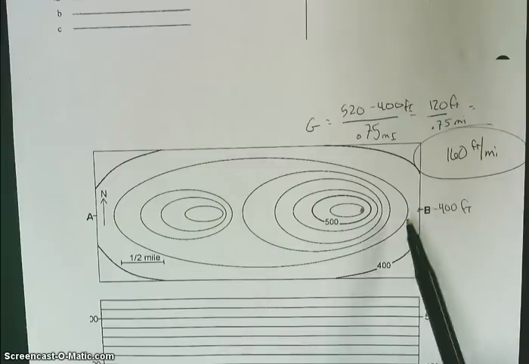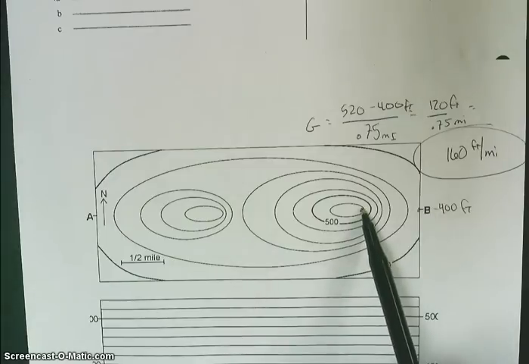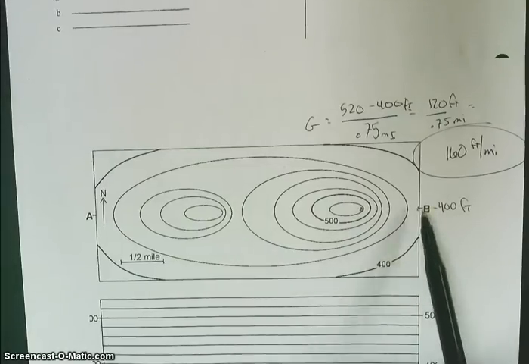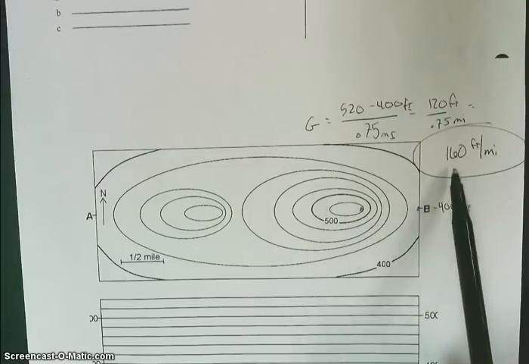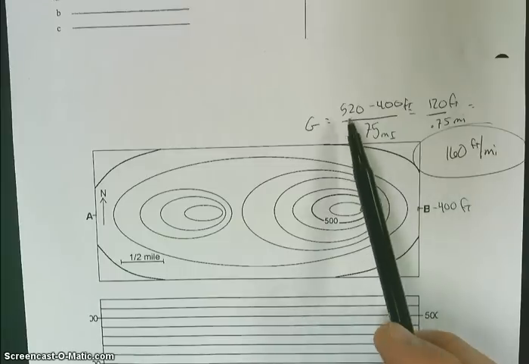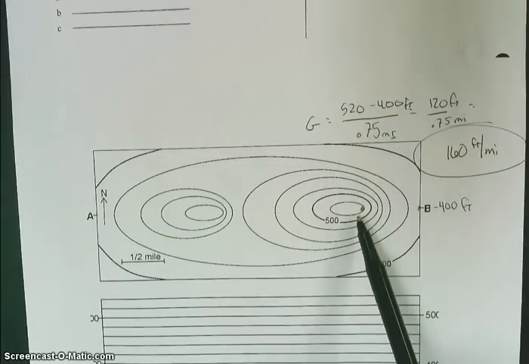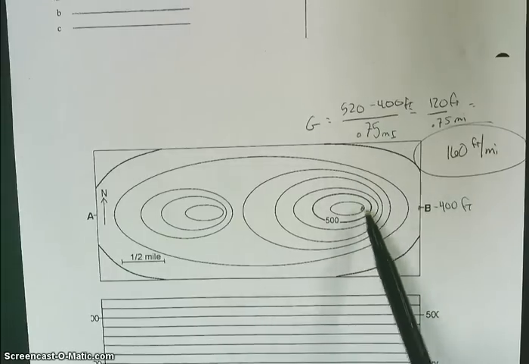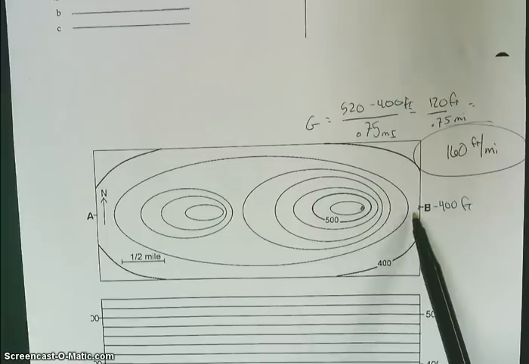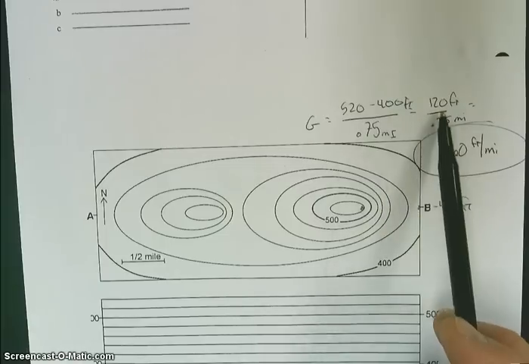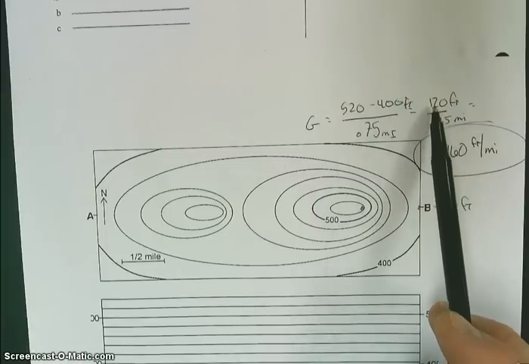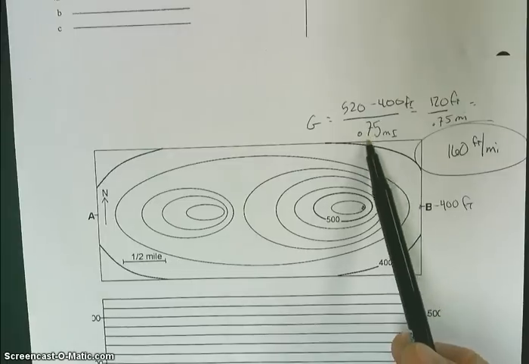And here's your solution. So if you walk from B to A, or from this point down to B, okay, the gradient would be 160 feet per mile. Again, we used 520 because this is a contour interval of 20, so this point's 520. Down here is 400. 520 minus 400 is 120. So that's the change in elevation. The change in displacement is going to be 0.75 miles.